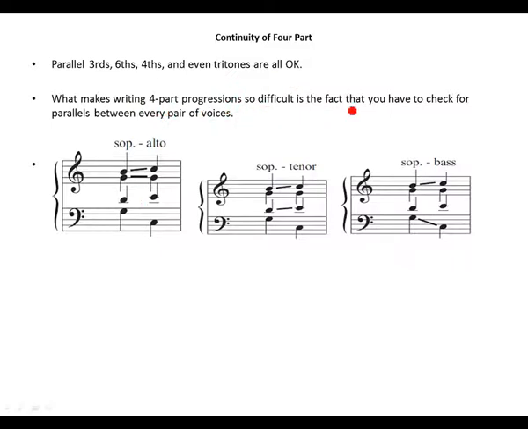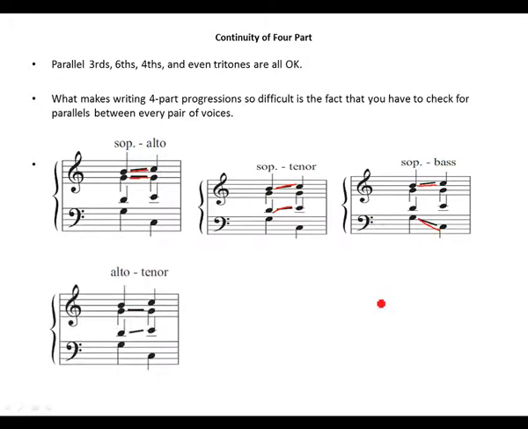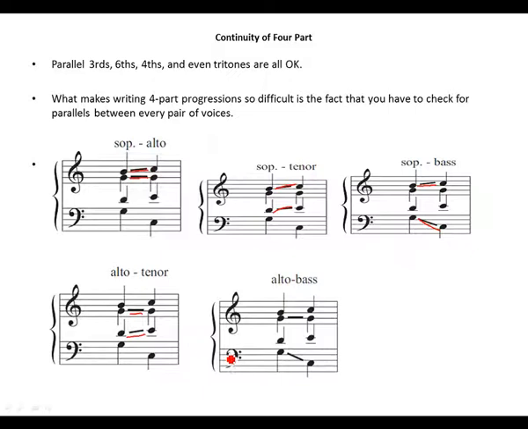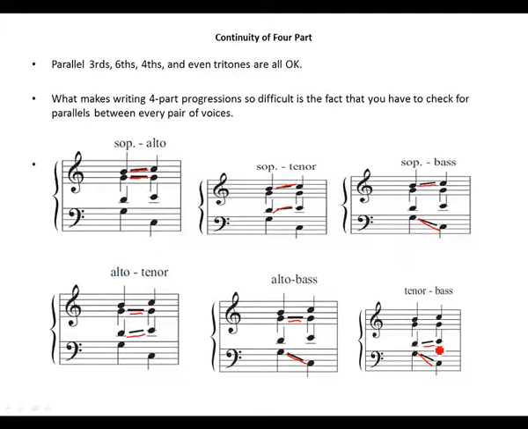Writing for part progressions, you have to check for parallels between every pair of voices. Soprano to alto, soprano to tenor, soprano to bass, alto to tenor, alto to bass, tenor to bass. You see, these are the things we need to be checking for, the parallels between every pair of voices.